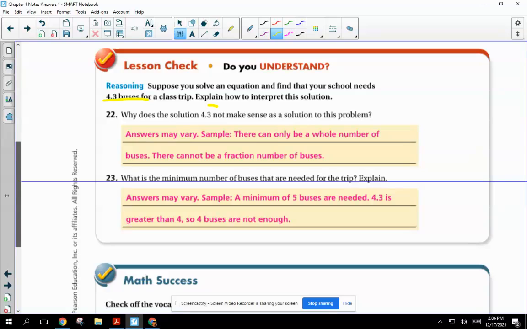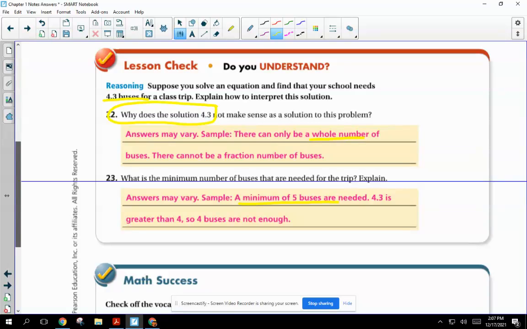And let's do a real life situation of 4.3 does not make sense as a solution to this problem because you can't have 4.3 buses. If you need 4.3 buses, what do you need to do? They need a whole number, correct? So they're saying that you need to justify this by saying you need 5 buses.